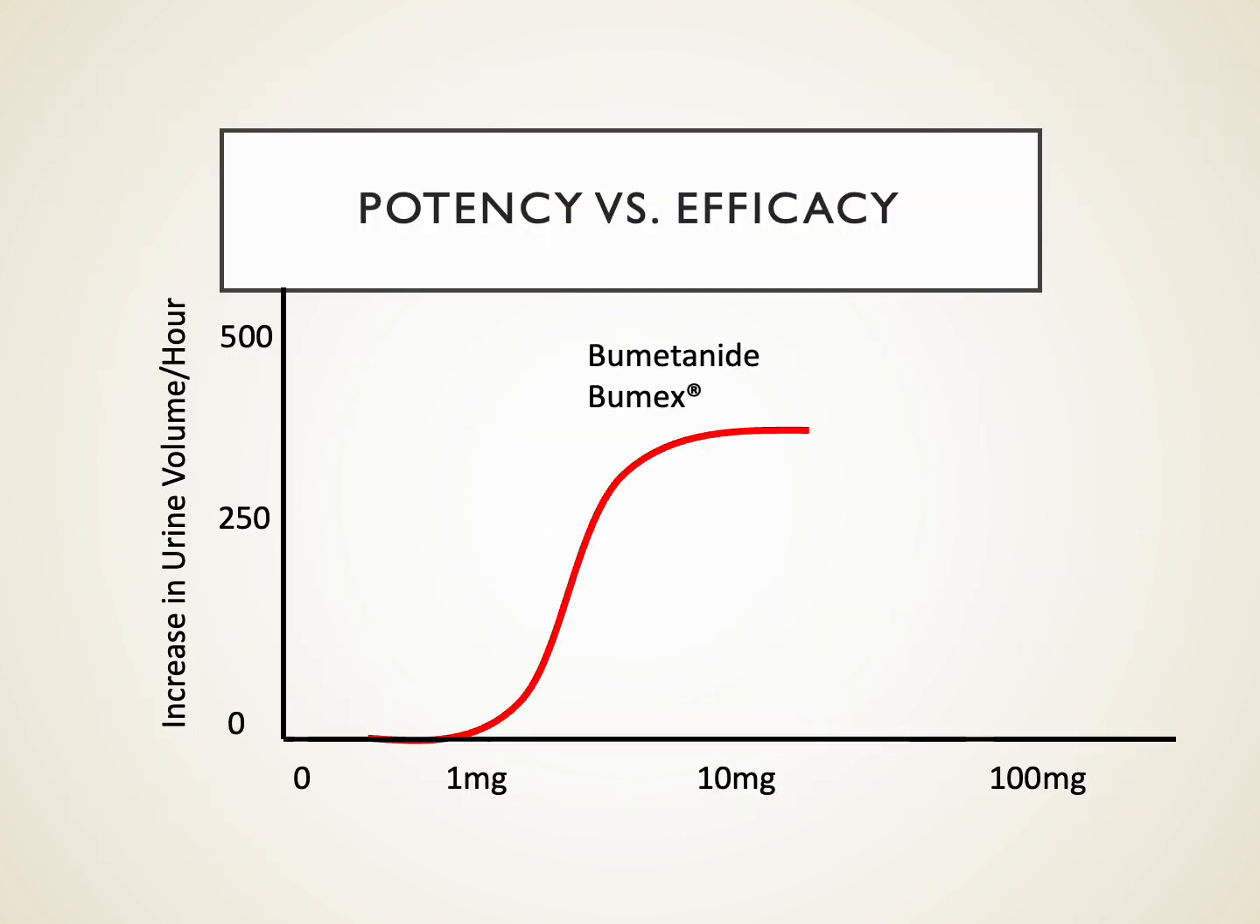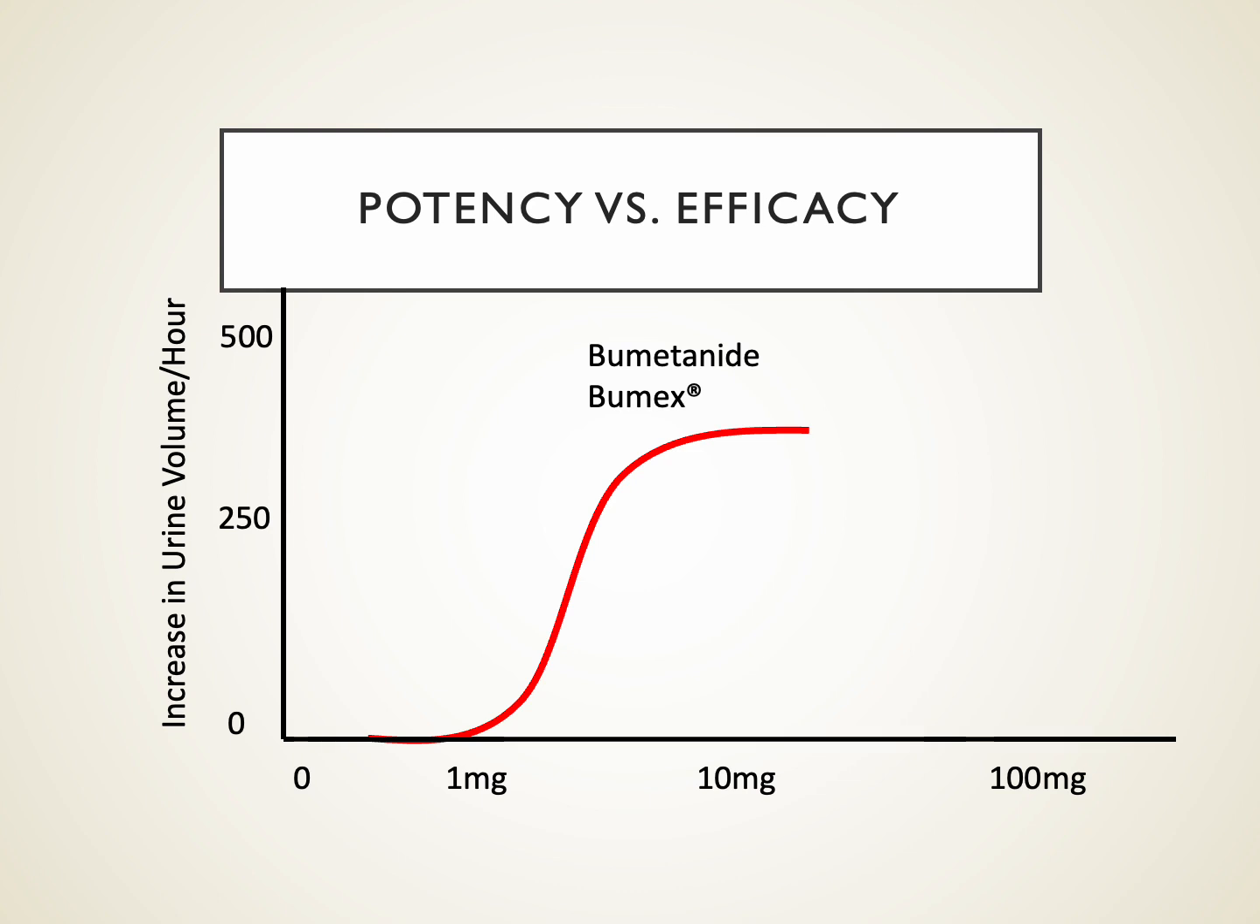Another concept we'll talk about here is the difference between potency and efficacy. And let's use the example of a couple of different diuretics. Let's first look at this diuretic called bumetanide or Bumex. It's a fairly commonly used diuretic that is pretty effective. It's called a loop diuretic because it works in the loop of Henle in the nephron.